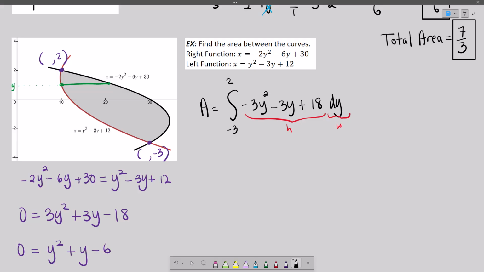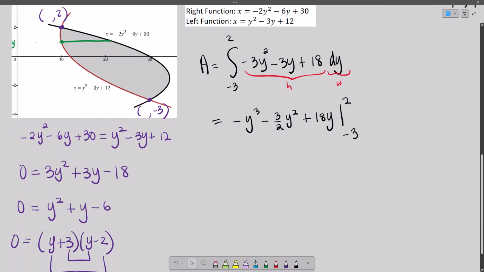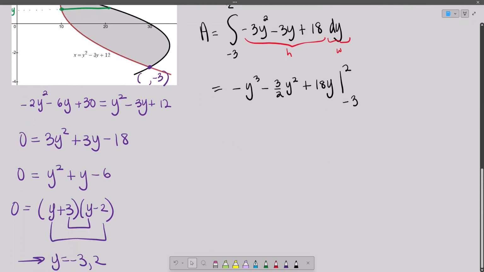Then for our integration, once again, we're integrating polynomials. So we can go with the add 1, divide by the new exponent model, the power rule for integration. So we should end up with that. Then we plug in the 2, plug in the negative 3, and take the difference.